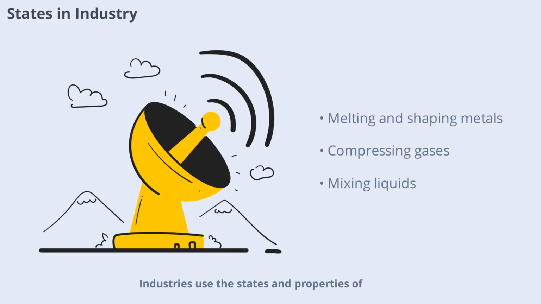Industries use the states and properties of matter to create products and solve problems. For example, steel is melted and shaped in factories, gases are compressed for storage, and liquids are mixed to make medicines. Understanding how matter behaves helps industries operate safely and efficiently, producing everything from cars to computers.